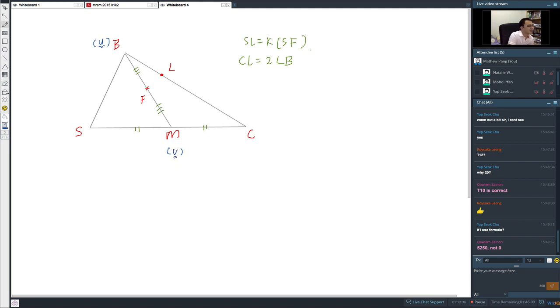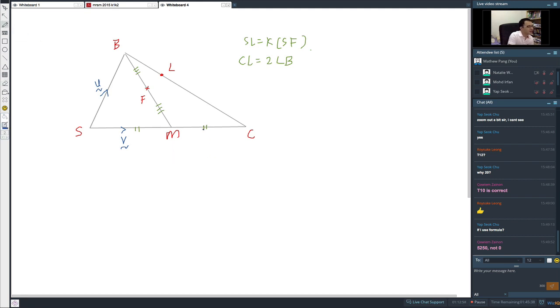Alright, then I will solve using all the information I have first. Because they are the same distance, over here I will have another V. So that means the total length here should be 2V.